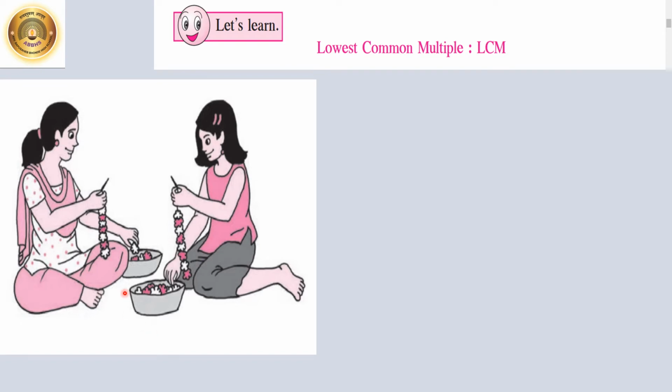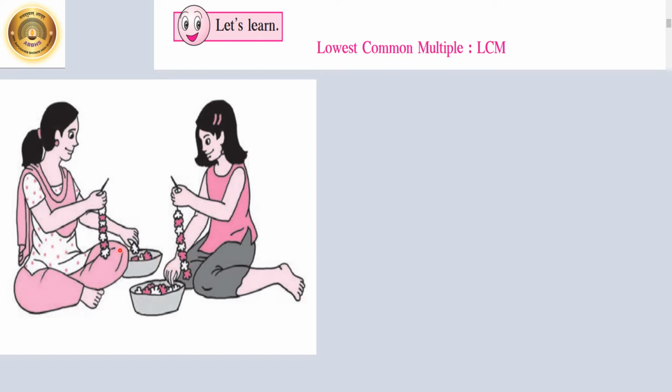Rehana is making a garland of 6 flowers, and Annie is making a garland of 8 flowers. So, what is the minimum number of flowers we should put in their baskets? See here, Annie's basket and this is Rehana's basket. So, how many flowers should we put in their baskets? Rehana wants flowers in multiples of 6, and Annie wants flowers in multiples of 8.